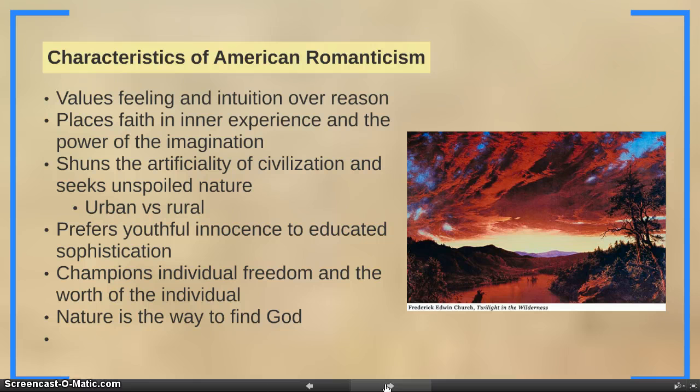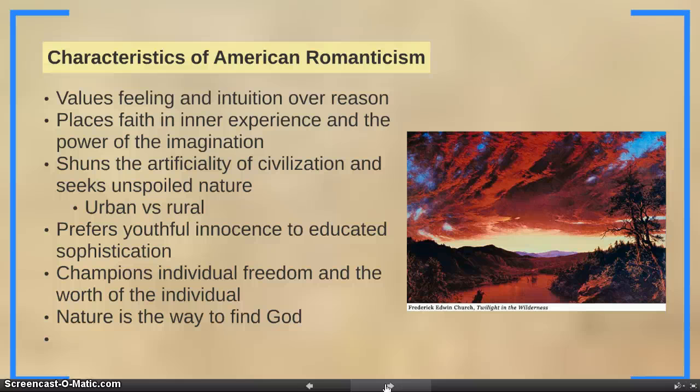So what are some of the characteristics of American Romanticism? First and foremost is it values feelings and intuition over reason. While reason is important, while reason helps us do our everyday life and our tasks and our jobs effectively, literature is this moment when we get in touch with who we are as a person, right? It's almost separate from our everyday life. We read literature that helps us connect with who we are as a person.